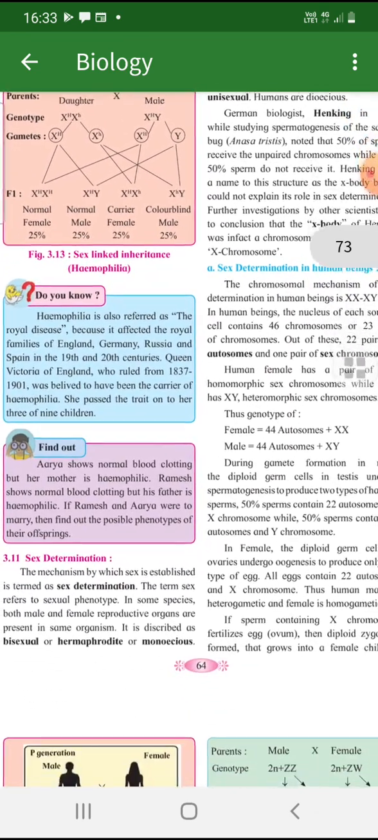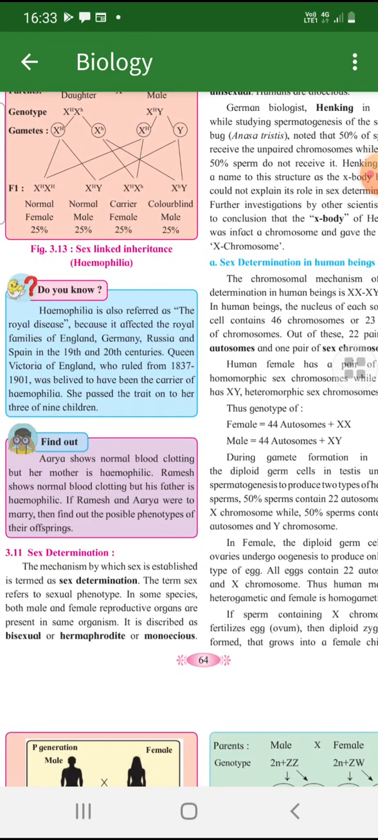Now the next topic which you have to understand is sex determination. When you talk about sex determination, who is responsible for the sex of the child? So let's understand how we determine the sex.